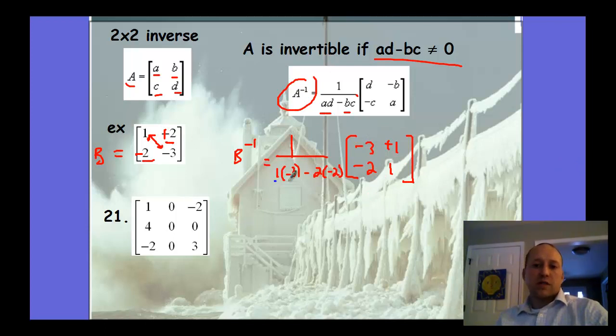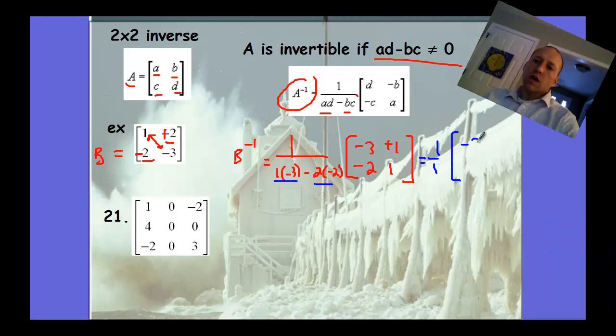So we simplify this. This is negative 3 minus negative 4. So negative 3 plus 4. So you get 1. So this ends up being 1 over 1 times the matrix negative 3, 1, negative 2, 1. Now this is just a scalar. Usually you have to multiply through this matrix by the scalar. This one you just have that matrix, negative 3, 1, negative 2, 1 as the inverse.